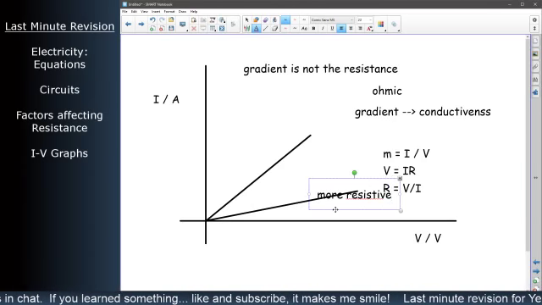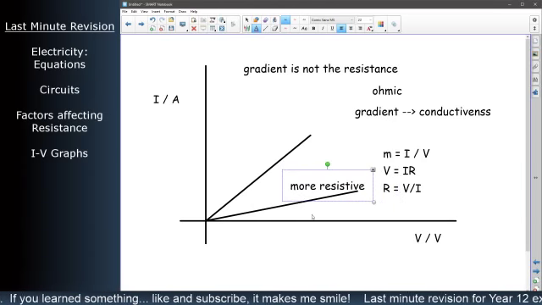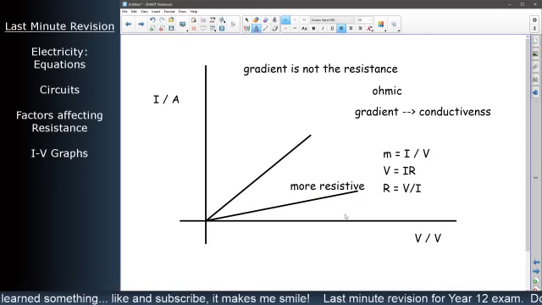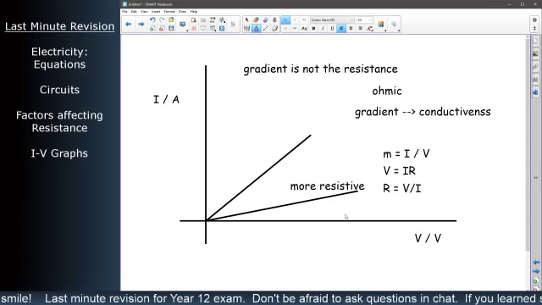Okay, and why is it more resistive? Because it has a lower gradient. Okay, so in IV graphs, your gradient is the opposite of resistance. So more resistive means less gradient. Okay, you're getting less for it. Is that all right? Now, there are a couple of specific graphs that you need to know.